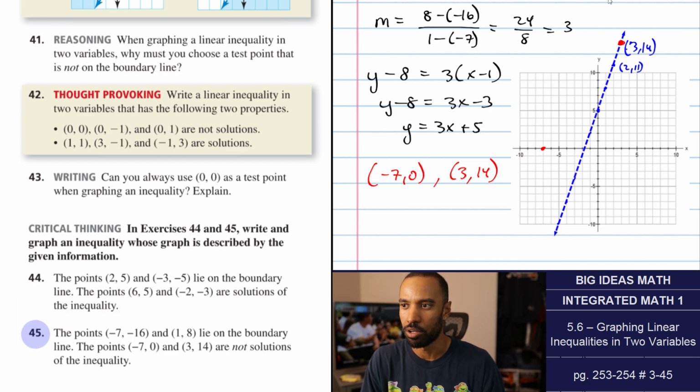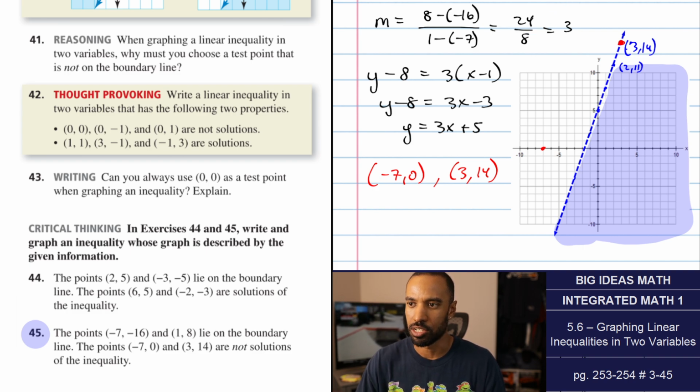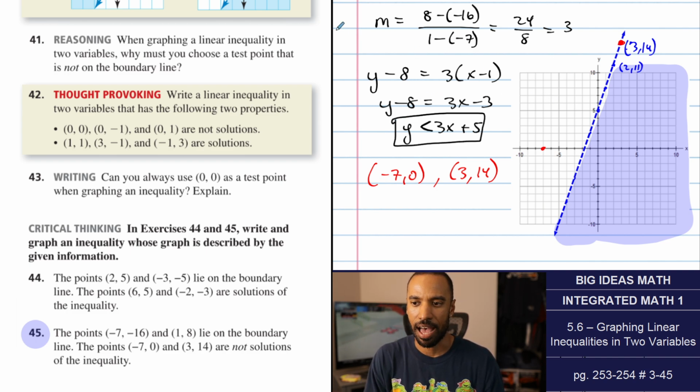So as an overall, to me, that means the following. Shading below the line and a dashed line, which means y is not equal to. It is strictly less than. Given that we are in slope-intercept form, we can call that a less than, and (0, 0) should work out. And you can test it. But I'm going to change this thing here to y is less than 3x plus 5. Test (0, 0), you get 0 is less than 5, which is a true statement, and that works just fine. So that should be our final equation.